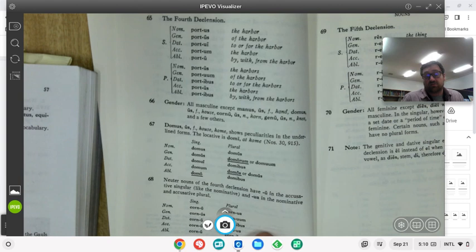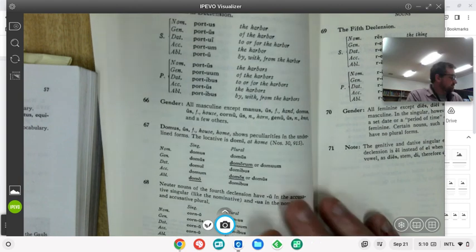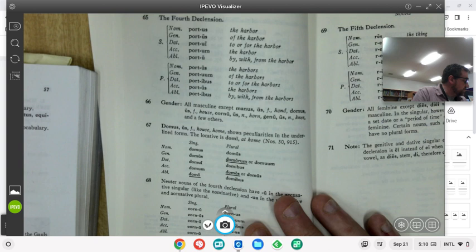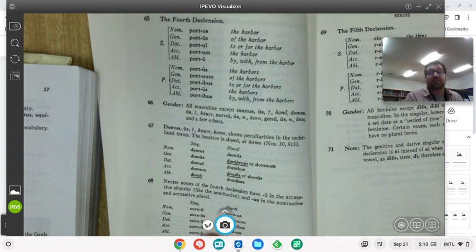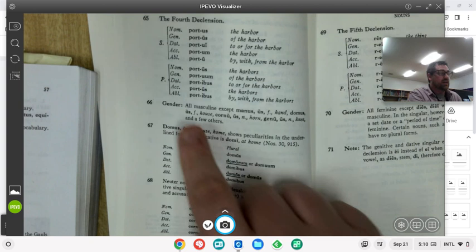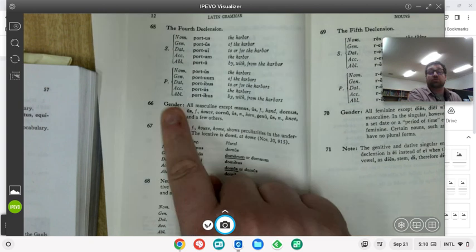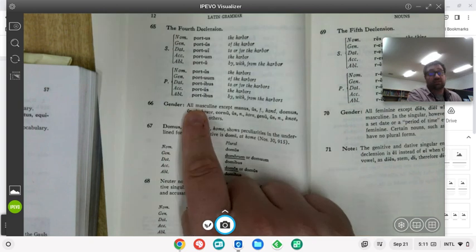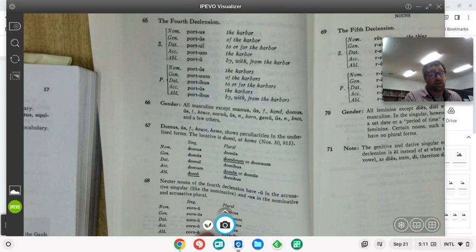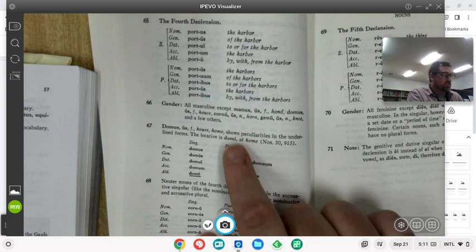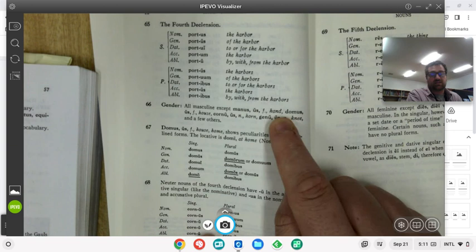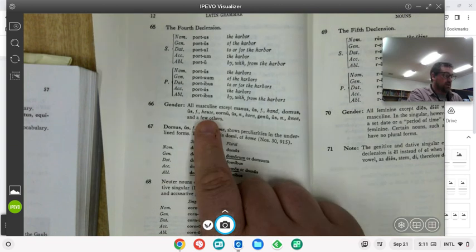And also, they should tell us the gender after the dictionary form if it's ever an exception to some rule that you've learned. And now this is a rule you're learning. Fourth declension are masculine. So if you're given a fourth declension word that's not masculine, you can expect for them to tell you what gender it is. Okay? So this is all masculine except for manus, which is feminine, and that means hand. Domus, which is feminine, and that means house.